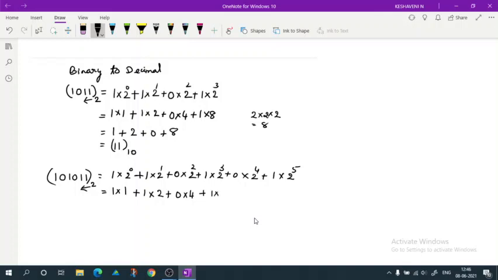2 to the power of 3 is 8 plus 0 into 2 to the power of 4. 2 to the power of 4 is 2 into 2 into 2 into 2. 2 into 2, 4. 4 into 2, 8. 8 into 2, 16. Next, 1 into 2 to the power of 5. 2 to the power of 5 means 2 into 2, 4. 4 into 2, 8.